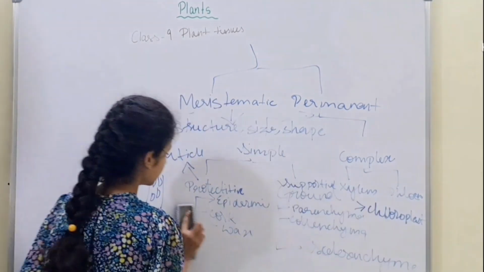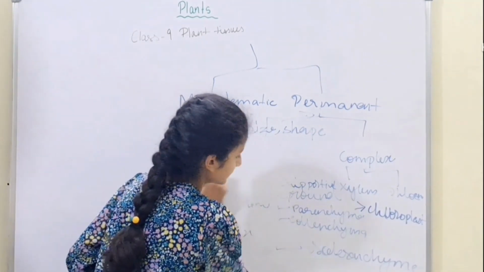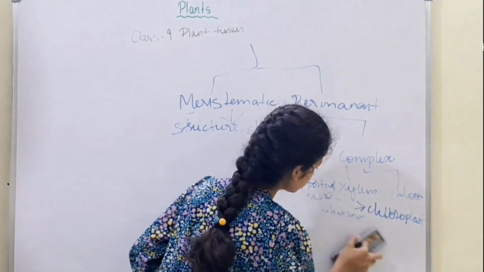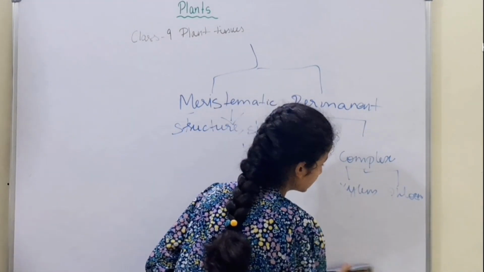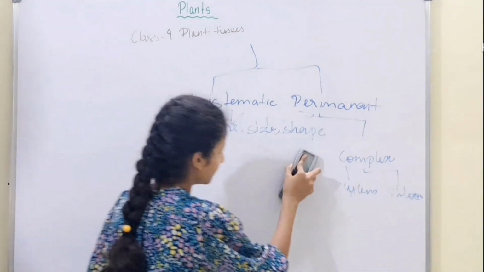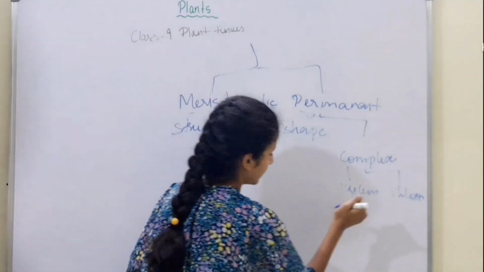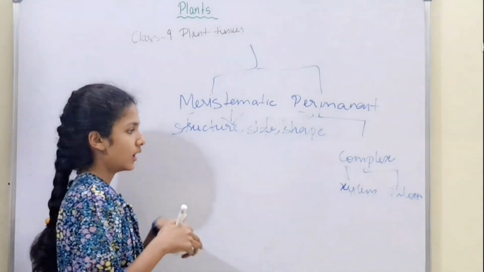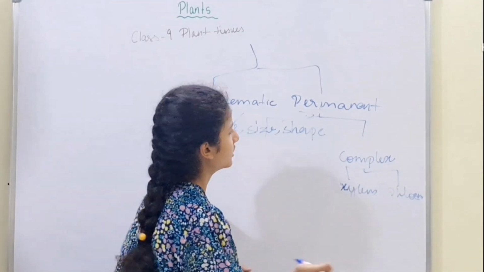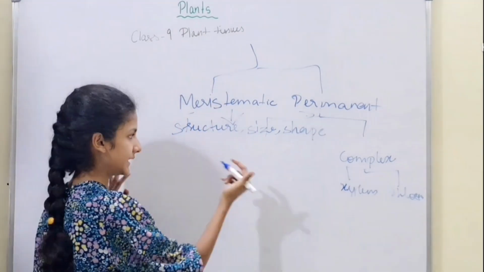Simple permanent is over. Now let us see complex permanent tissue. The main things are xylem and phloem. First, let us learn about xylem and phloem. Both have some features in common, so I will explain them simultaneously.